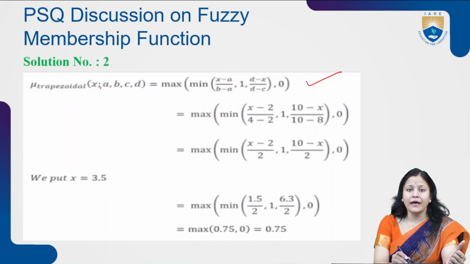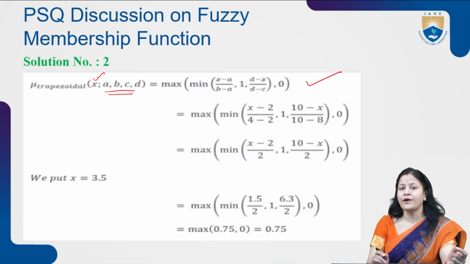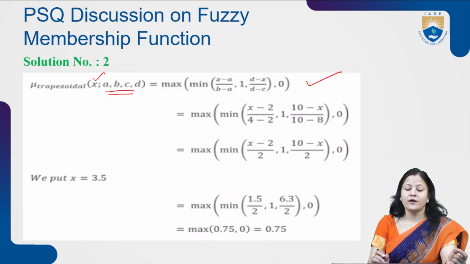Mu of trapezoidal x colon a, b, c, d. We are considering these 4 parameters, and for any value of x we have to find out the membership function. So max of min of (x minus a) divided by (b minus a) when x lies between a and b, comma 1. 1 means if x lies between b and c, either at b or c or between b and c.